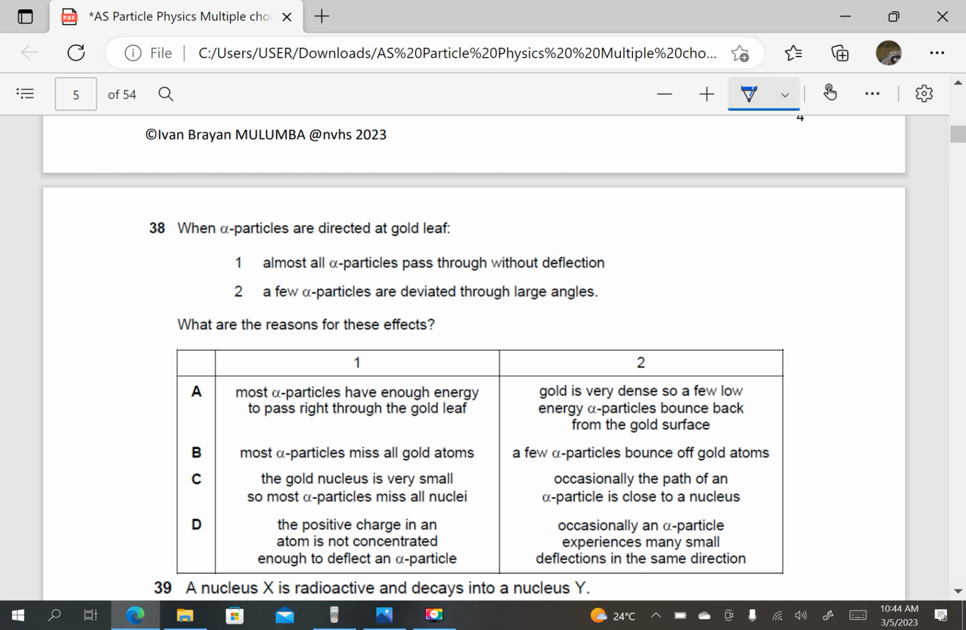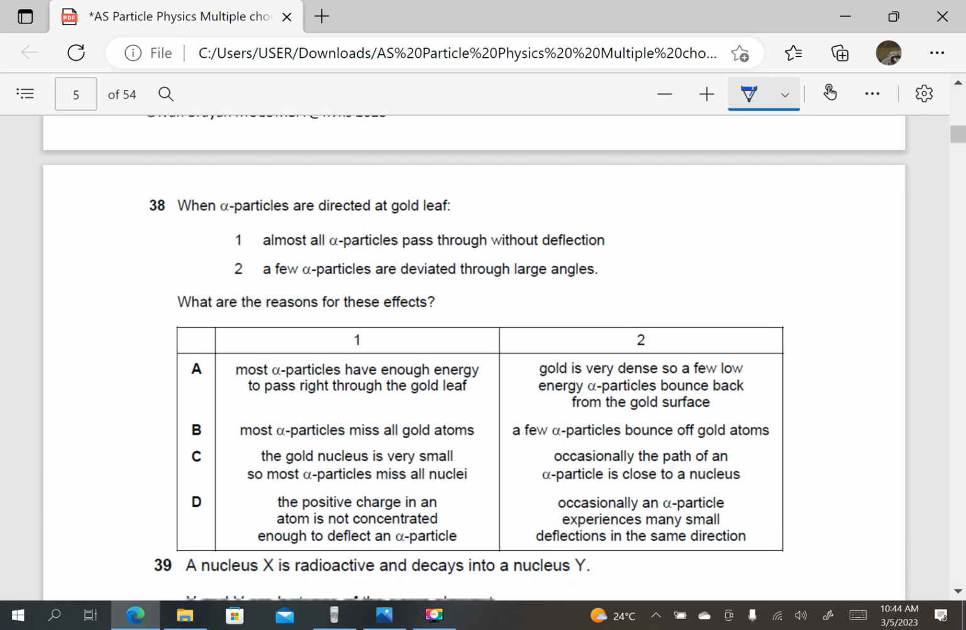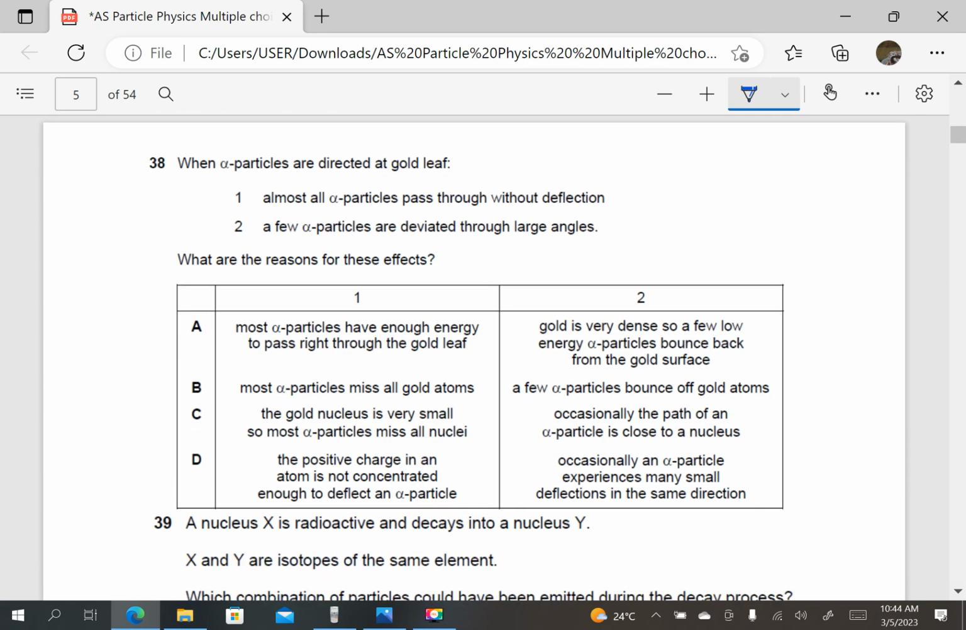When alpha particles are directed at a gold leaf, almost all the alpha particles pass through without deflection. A few alpha particles are deviated through large angles. What are the reasons for these effects? We know that almost all alpha particles pass through without deflection because most of the atom is empty space. A few alpha particles are deviated because most of the mass is concentrated in a small positively charged nucleus. So we just look for those two.